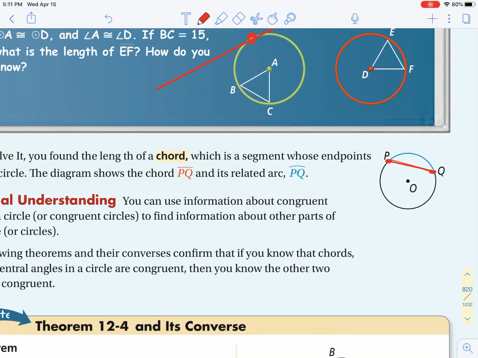So that's called a chord, right? If a chord touches 2 points in a circle, and it is a line segment, not like a tangent, where a tangent can be a ray, it could be a line, but not a chord. A chord is a line segment. And what that chord also produces is an arc, which is just a segment of the circle. So in this case, that's called arc PQ, and then this guy is called line segment or chord PQ.